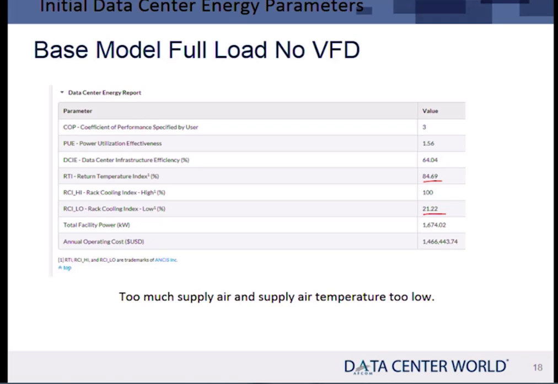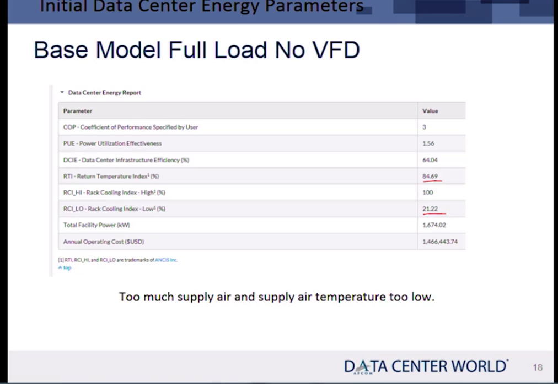And the other 2 metrics that are popular, if you take training like DCIM training, DCEP training, you will learn about these other 2 metrics, RCI high and low. RCI high is, do I have any hot spots? It's at 100%.